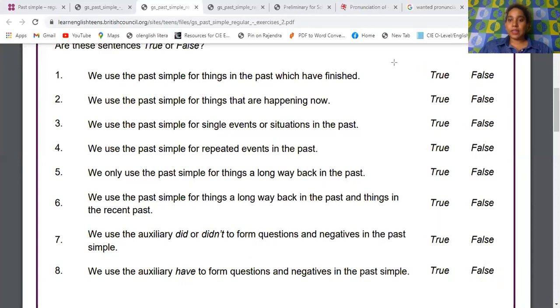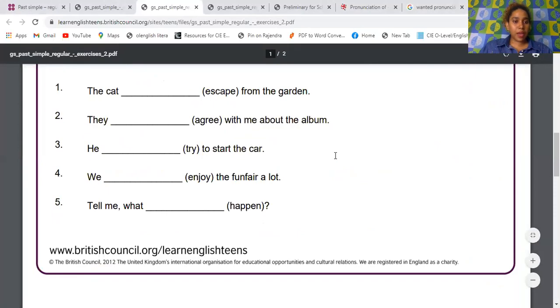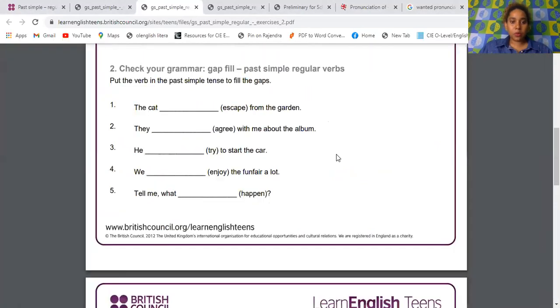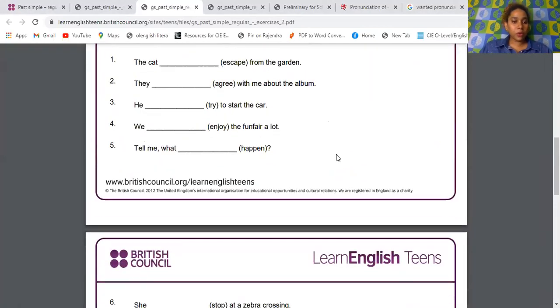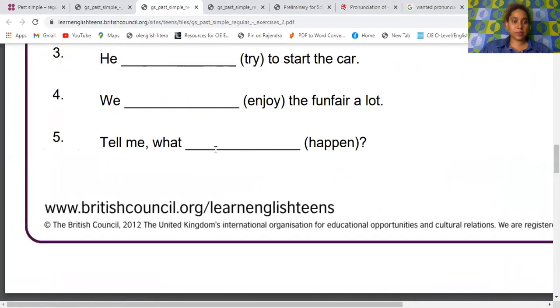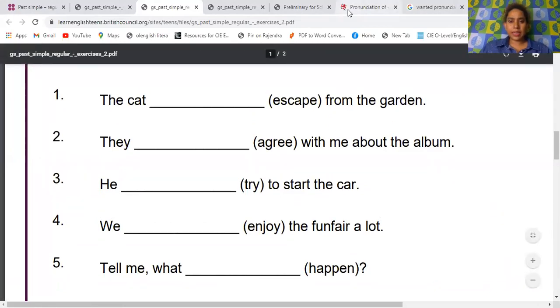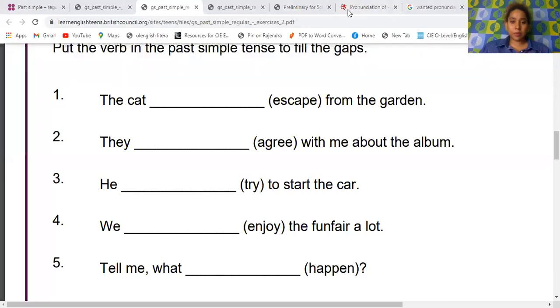Okay. Let's move on to the next activity. Okay, now you have to do this in your writing book or whatever paper you have. You have to put these verbs into past tense. Do it and let me know in the chat box so we can discuss.